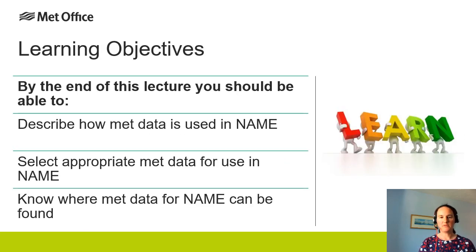By the end of this lecture, you should be able to describe how metadata is used in NAME, and how NAME uses that metadata in order to compute the location of the particles. You should be able to select the most appropriate metadata for the application you're using NAME for. And you should know where metadata for NAME can be found, and that might depend a little bit on what other compute facilities you have access to, but I'll explain that as we go forward.